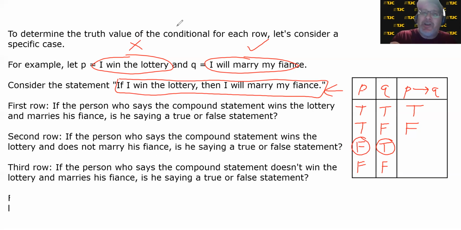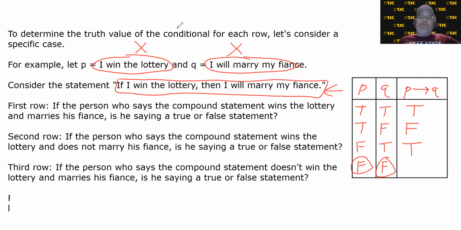The only chance he had to break his promise was when he won the lottery and didn't follow through with the marriage. So when the antecedent is false, but the consequent is true, the conditional is actually true. Again, that's because he had no opportunity to break his promise. The if part never happened, so he wasn't committed to following up the then. He did anyway. Last row. What if they're both false?